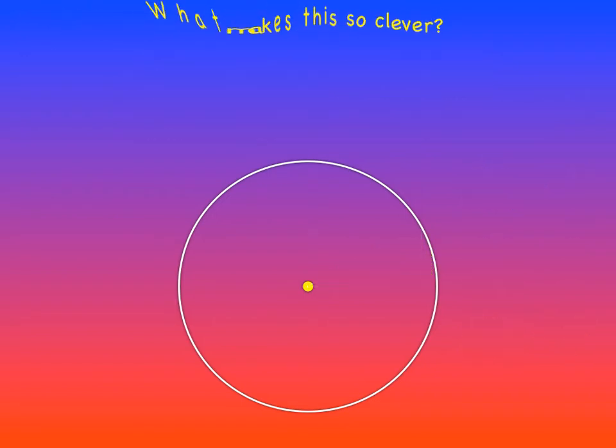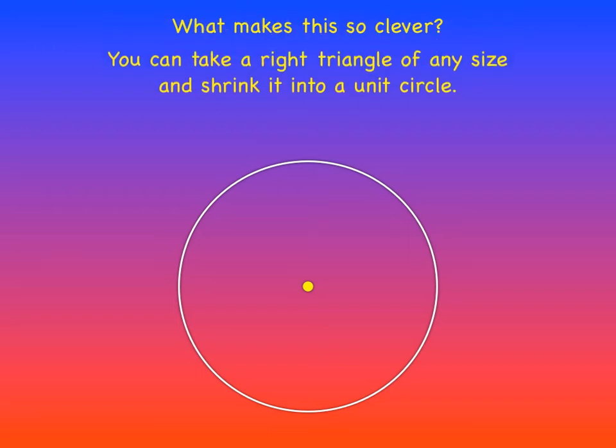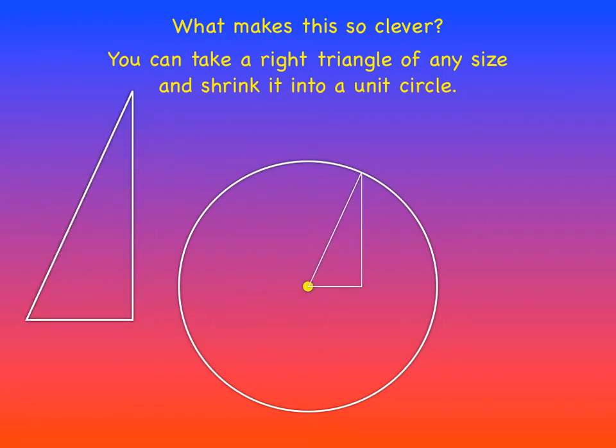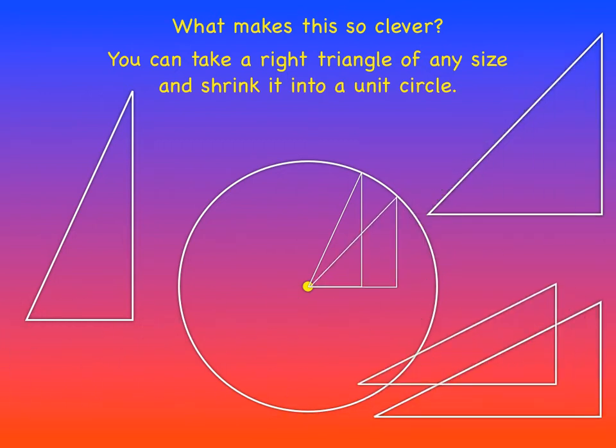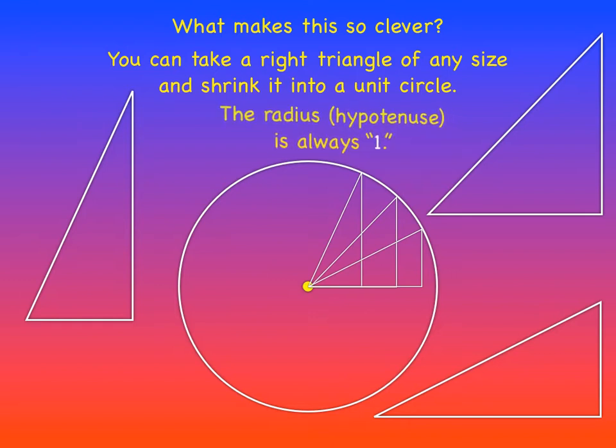What makes this so clever? Well, you can take a right triangle of any size and shrink it into a unit circle. So you start with a big right triangle, shrink it into the unit circle. The radius, which is the same as the hypotenuse, is always 1.